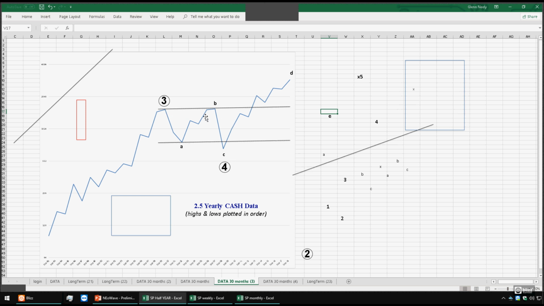But you'll notice that it doesn't follow the rules of confirmation. The rules of confirmation state that when a correction is over, in this case the C wave, the retracement of that C wave has to occur in the same amount of time or less as the C wave took to form. So if we measure the time of wave C, we can see that the retracement of that C wave took much, much longer to get back above the top of the C wave than the C wave itself took to form.